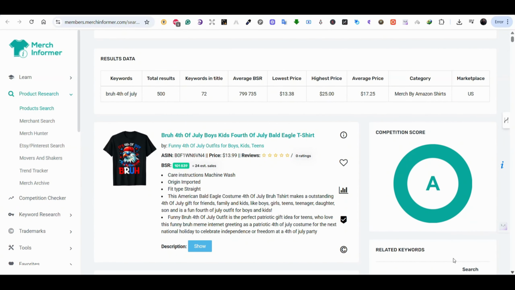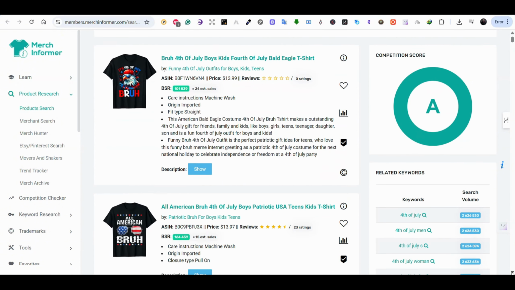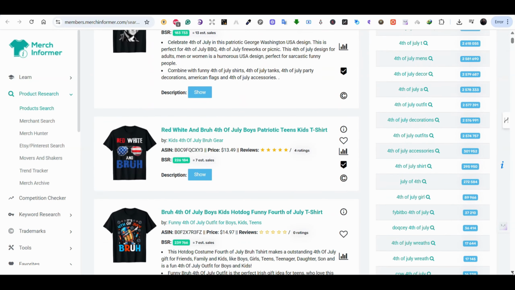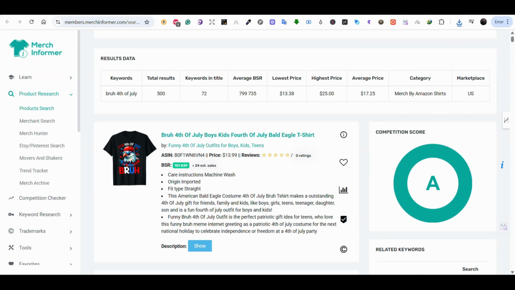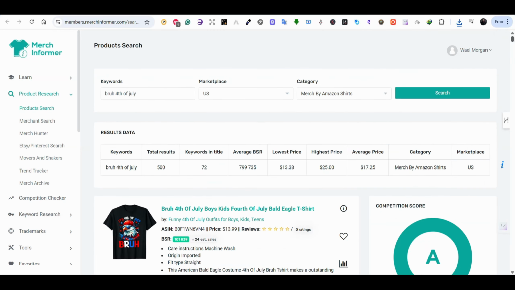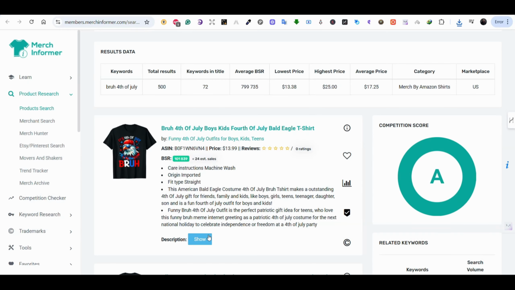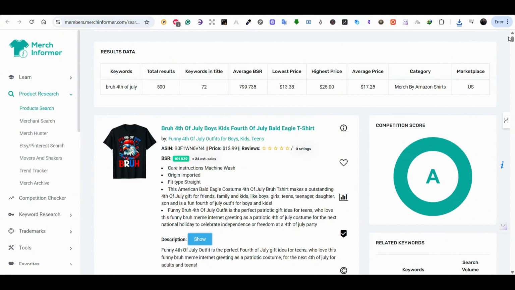But again, the designs with this exact keyword are not many. So the second design, for example, is a different niche. It says "all American bro," and this one says "red wine and bro." So this is how this keyword research feature shows you all the details on the keyword and the designs, and how you can use this information to decide whether to work on a design or not.